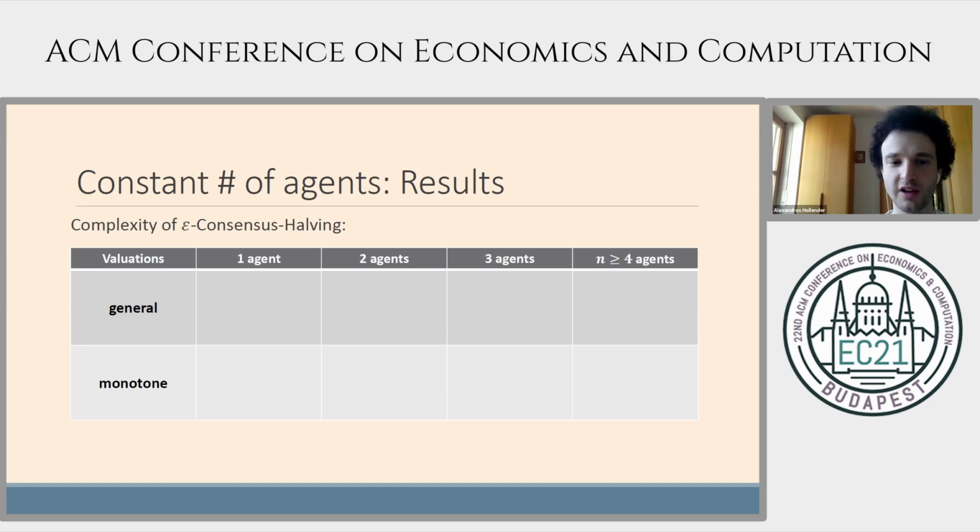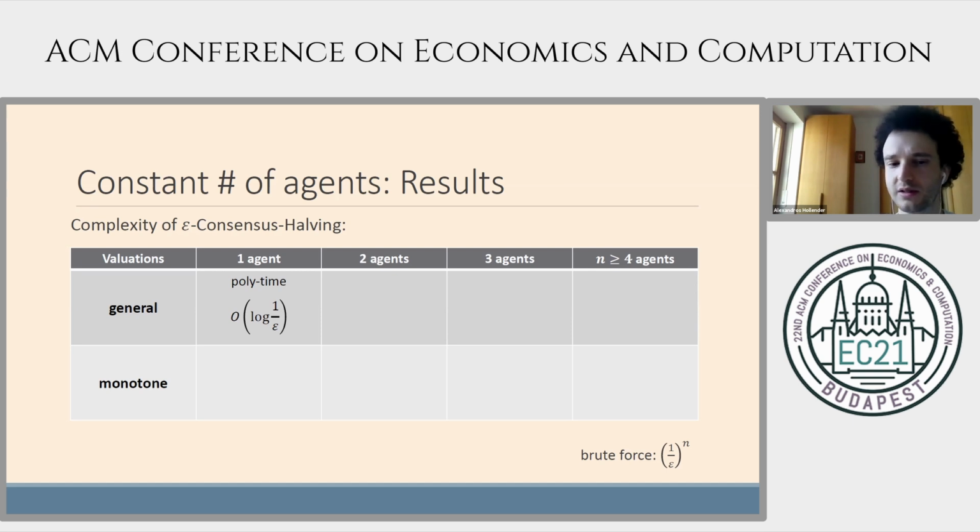So for one agent in general valuations, it turns out that a simple binary search approach solves the problem. And so that means that in the white box model, you can solve the problem in polynomial time. And in the black box model, namely the query model, you can solve the problem with order of log 1 over epsilon queries.